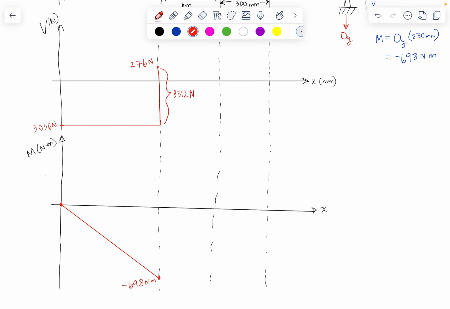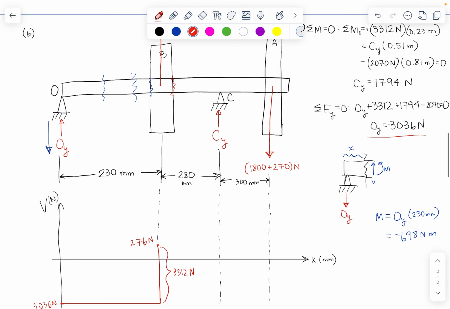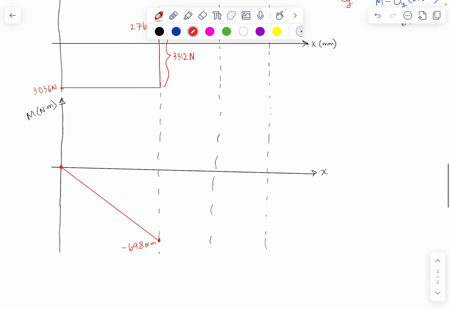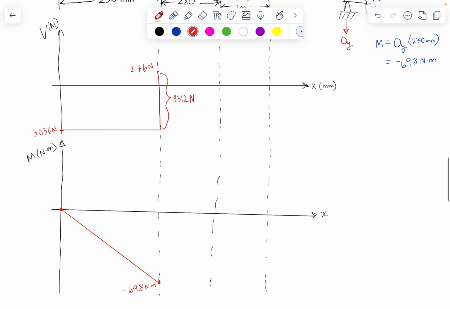Well, we're still going to have the same bending moment just before this point as we do just after. We're not changing the moment arm distance. We are adding our shear force, but it doesn't change the moment arm, and it doesn't change the moment. So we're still at this point at 698 Newton meters. All right, now let's keep going.